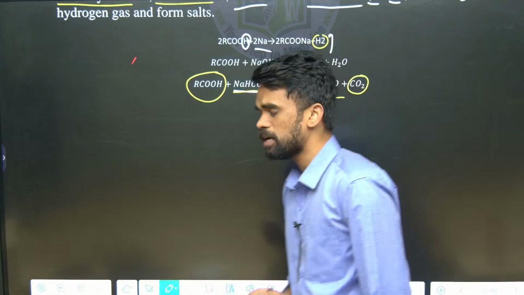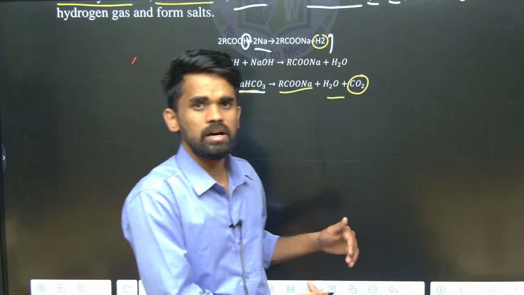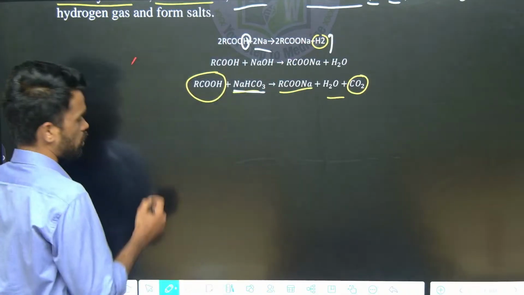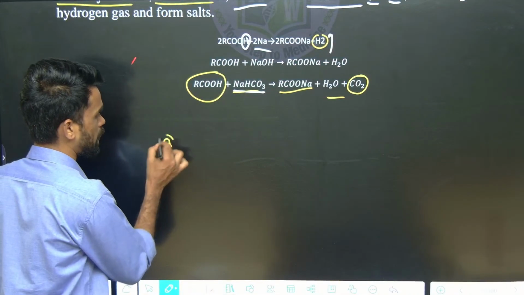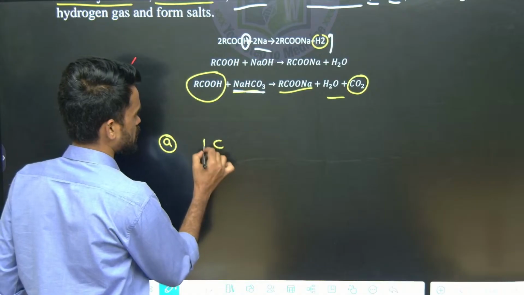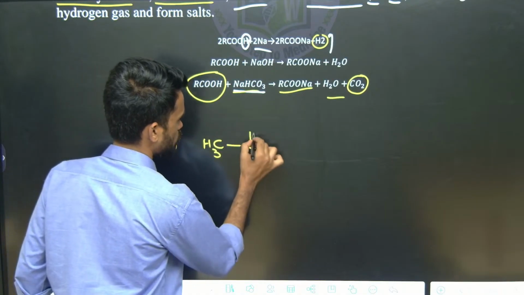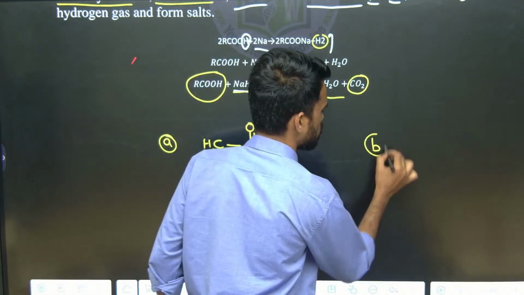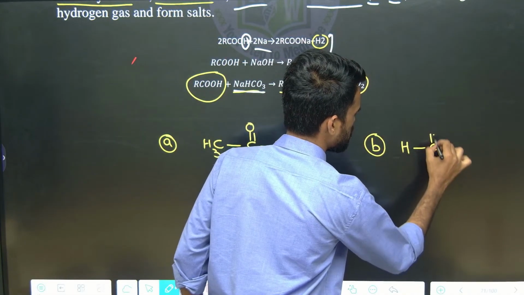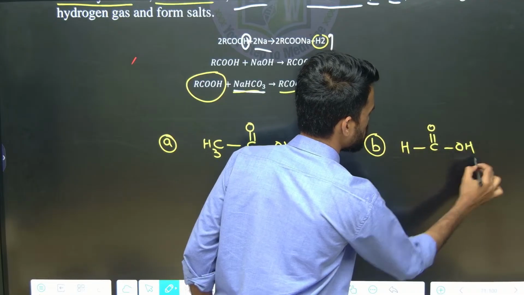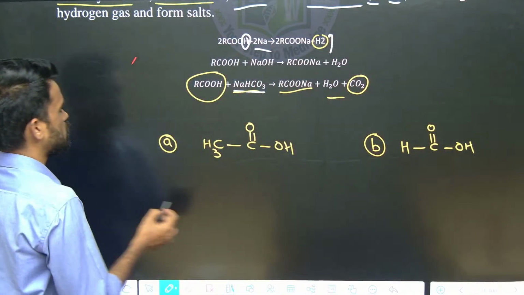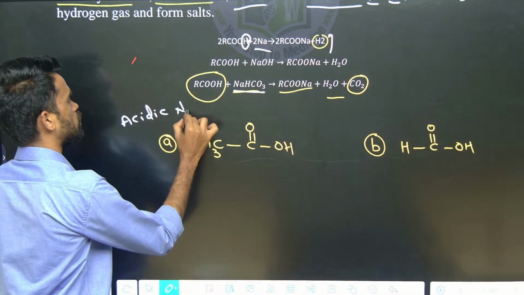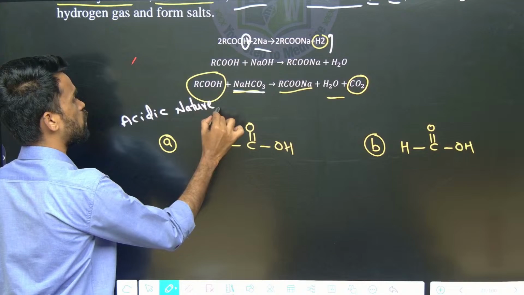The question will be, which of the following is more acidic? They will give you four carboxylic acid examples, like A will be given like this. Let us say acetic acid is given, and B will be formic acid. They will compare A and B and ask which is more acidic, the acidic nature order. How can we decide this?